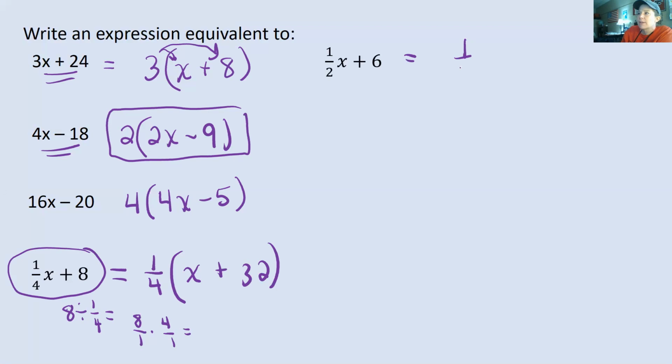What about this one? We can divide them both by 1/2. So 1/2 x divided by 1/2 is x, and 6 divided by 1/2 is 12, because you keep it, change it, flip it, so it's just 6/2.